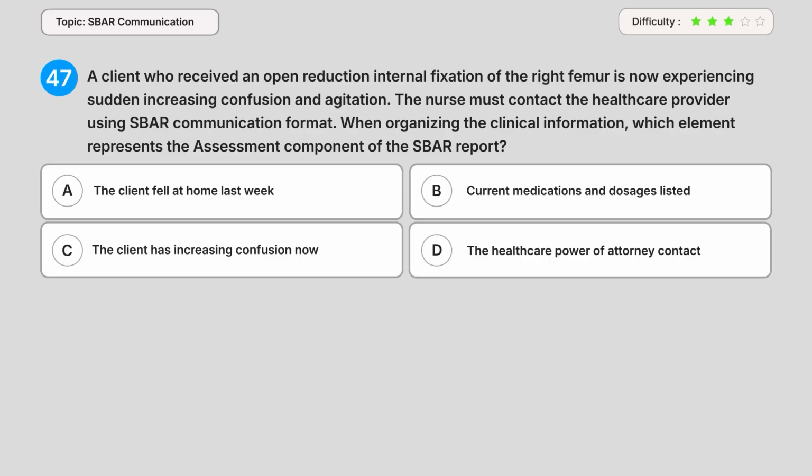A. The client fell at home last week. B. Current medications and dosages listed. C. The client has increasing confusion now. D. The healthcare power of attorney contact. Do you know the answer?